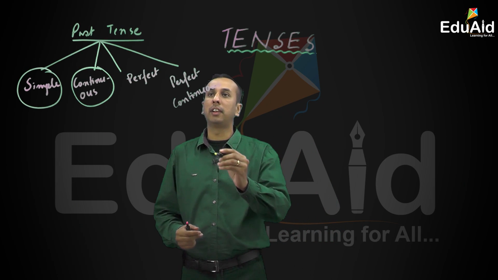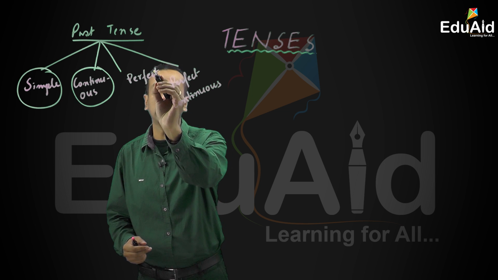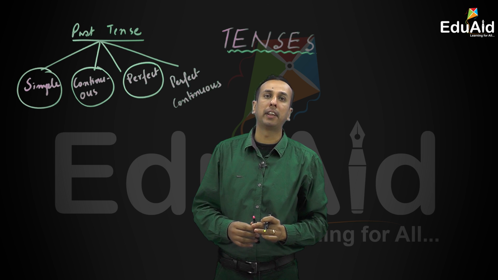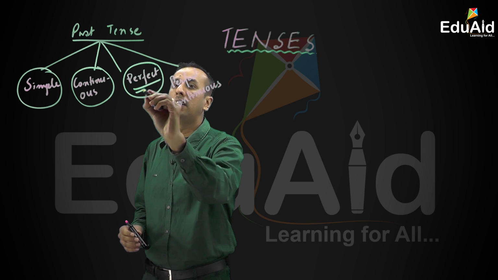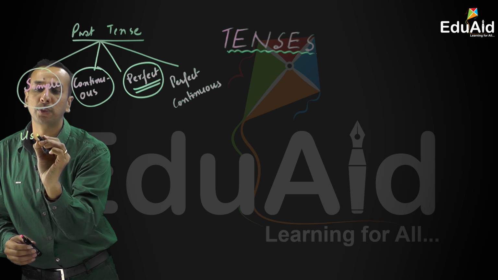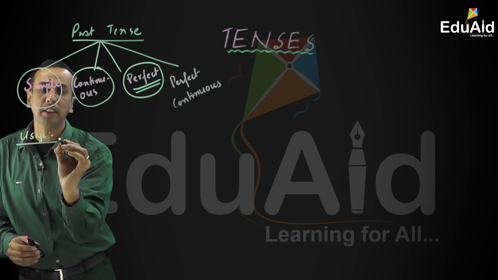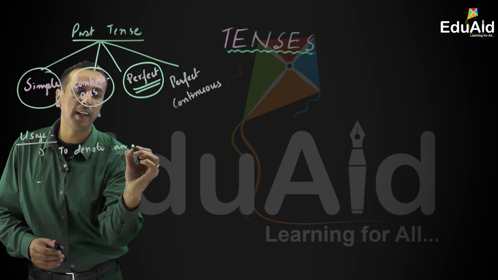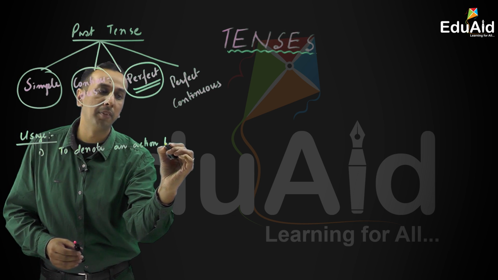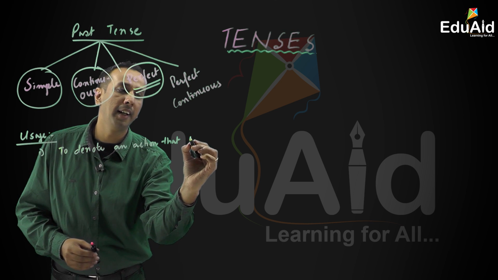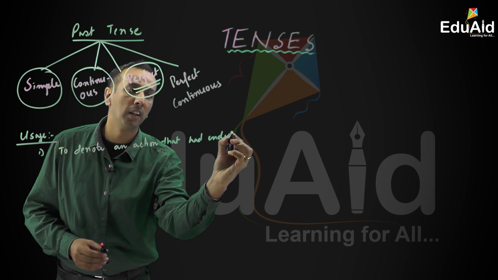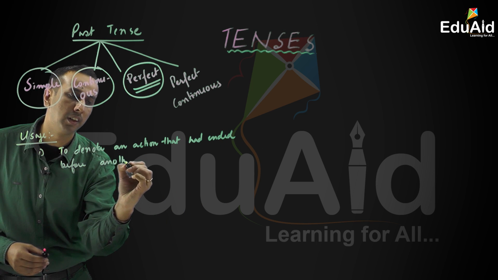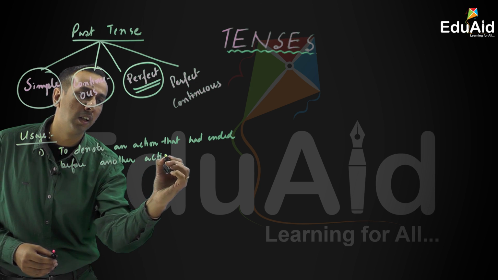Let's continue our discussion on the uses of past tense divisions. Let's come to the third division, which is the past perfect tense. Past perfect tense is used to denote an action or activity that had ended before another action in the past.